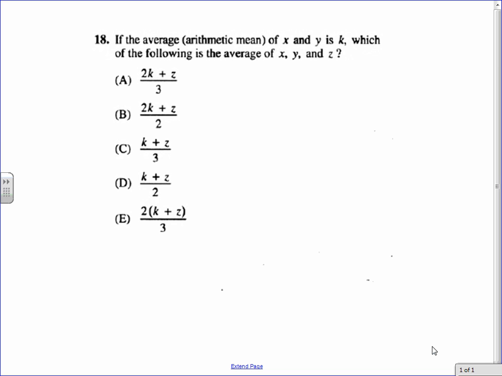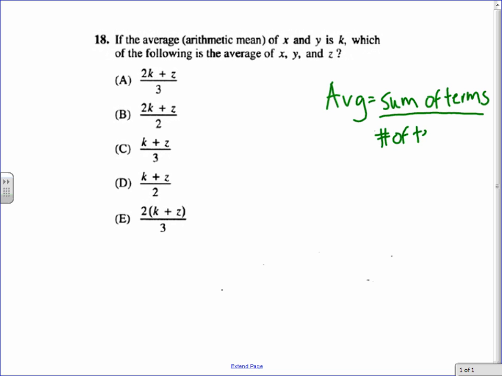Whenever you see an average question, I want you to write down: average equals sum of terms divided by number of terms. I really truly do this on the test, and it will help you out a lot on this particular problem. So let's read the problem.